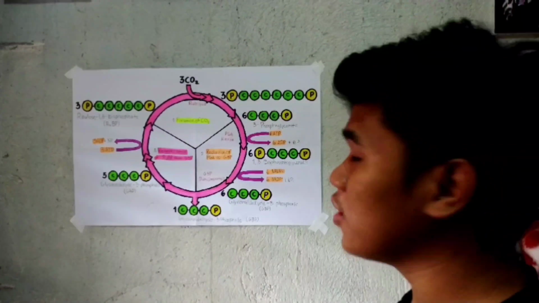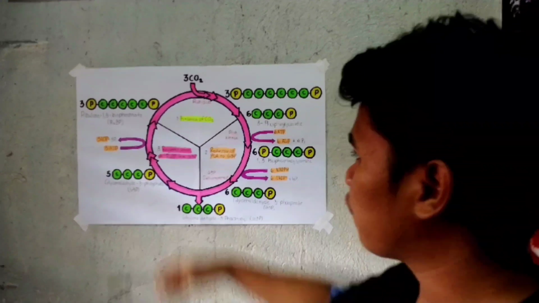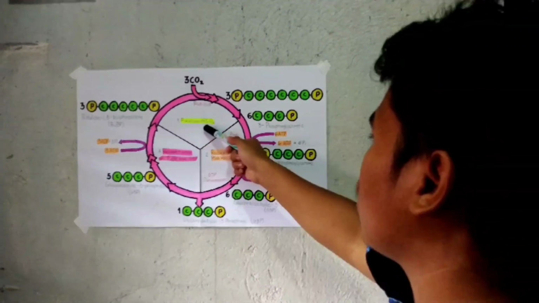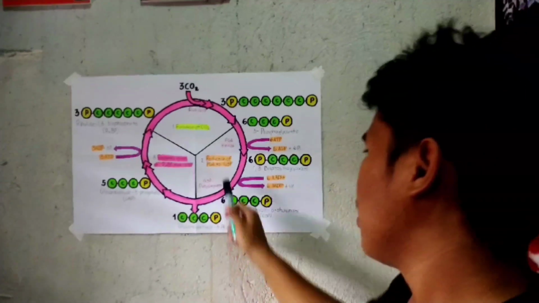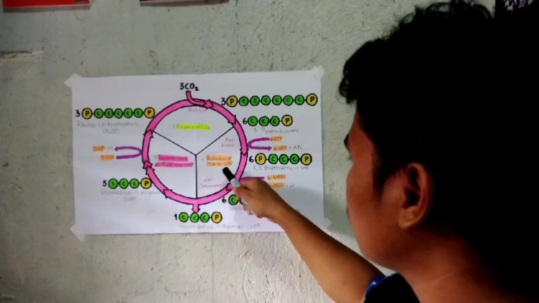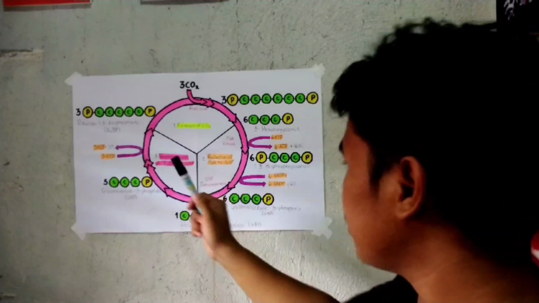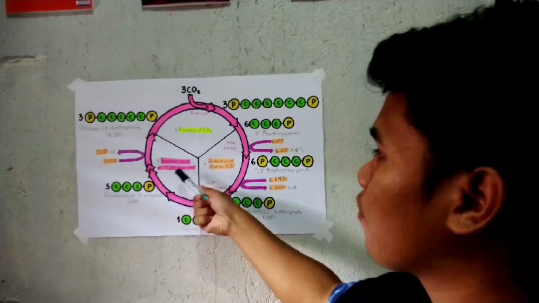Calvin cycle can be divided into three parts. First is the fixation of CO2. Second is reduction of PGA to G3P. Third is regeneration of RuBP from G3P.